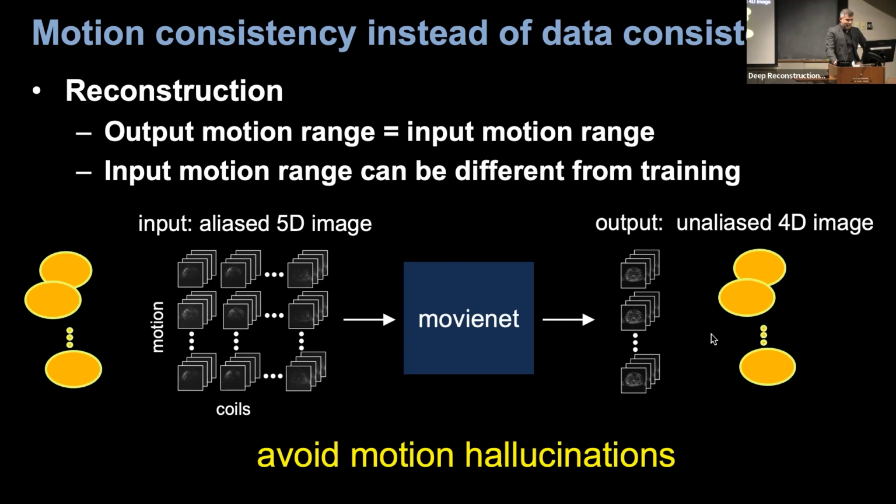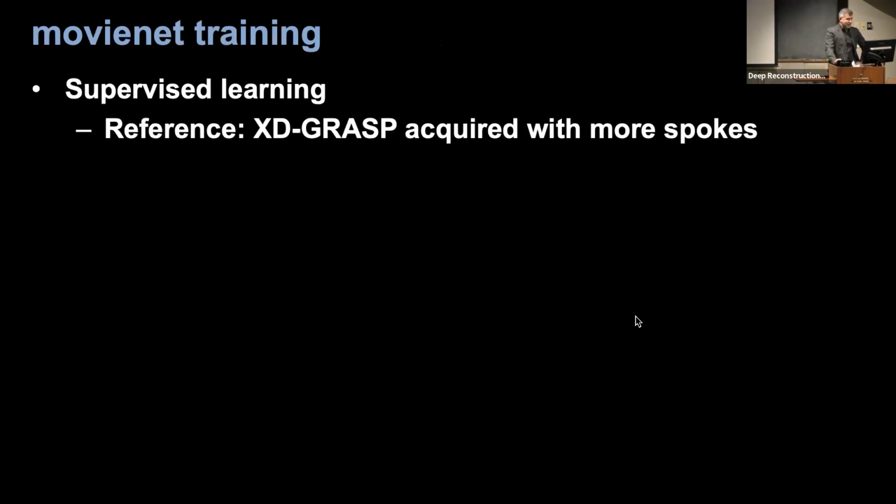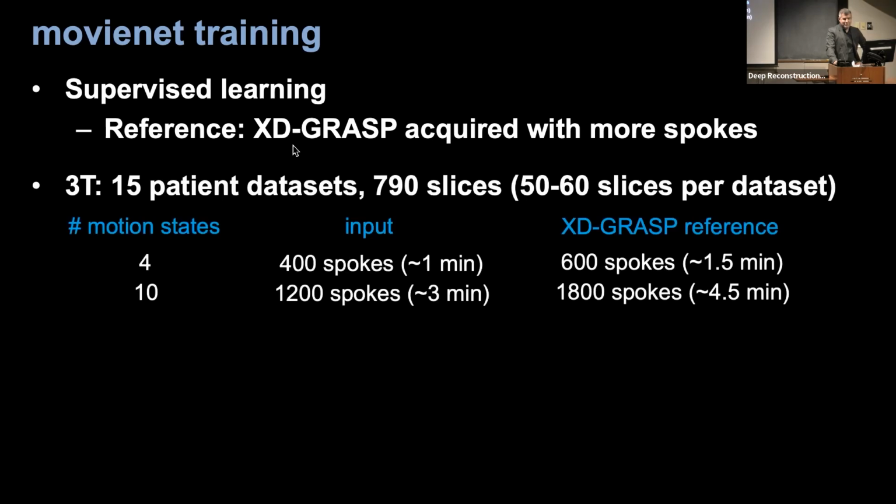All right, so let me show you now more details about the training. We use SD-GRASP reconstruction, but acquire more spokes. So we're going to try to accelerate the SD-GRASP acquisition. We train two networks, one at 3 Tesla. These are diagnostic scanners. For that, we use about 15 patient data sets, and we do slice-by-slice training. We train two networks.